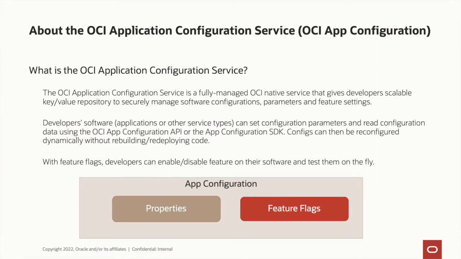The OCI application configuration is a fully managed OCI native service that gives developers a scalable repository to securely manage software configurations, parameters, and feature settings. It helps separate configuration from the code so that these configurations can then be dynamically updated to alter application behavior and control state without having to rebuild, redeploy, or restart the application. This saves time and development cycles that would otherwise be spent on repeatedly building and deploying applications. This in turn also reduces application downtime.